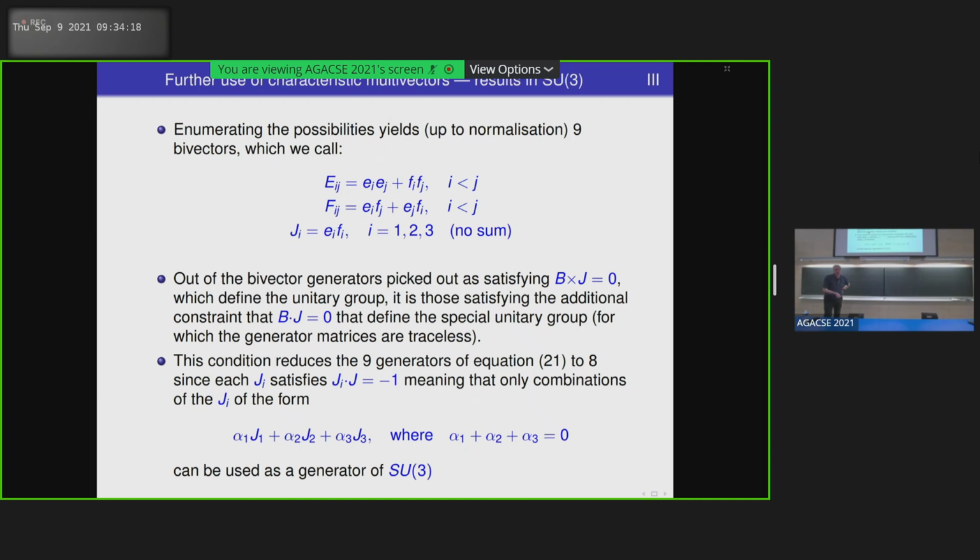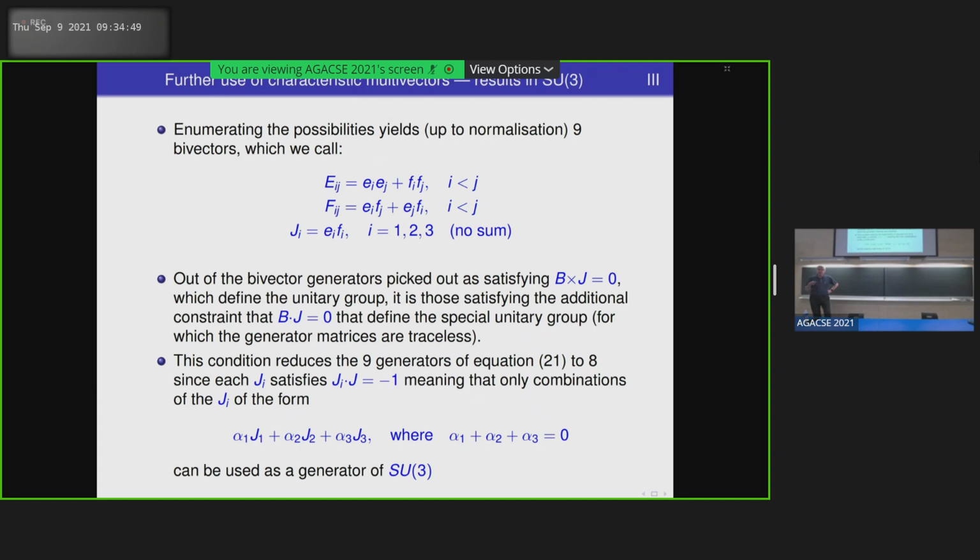It turns out you need B dot J equals 0, and that defines a special unitary group. And for this, the generator matrices, we go back to matrices of traces. Okay, what does B dot J equals 0 do for you? It means that the combinations alpha 1 J1 plus alpha 2 J2 plus alpha 3 J3 have to satisfy alpha 1 plus alpha 2 plus alpha 3 equals 0. It's quite easy to work out that's a requirement.